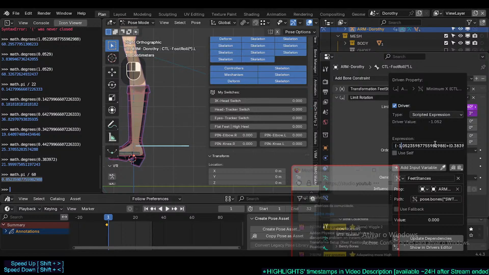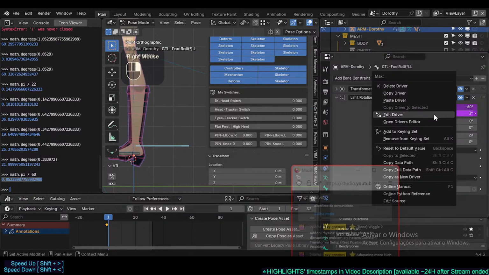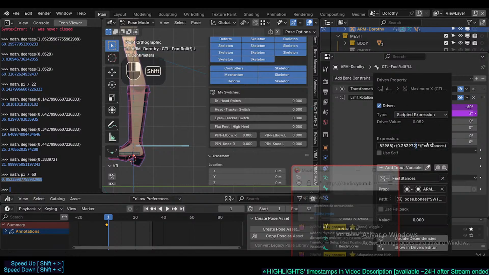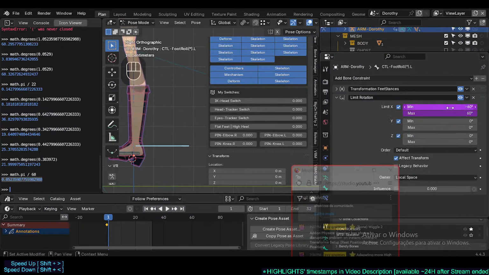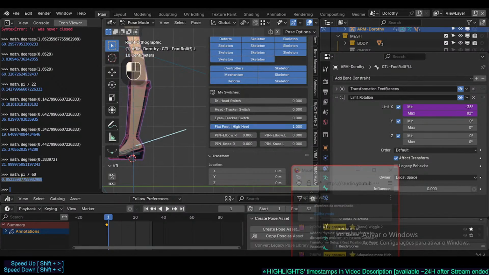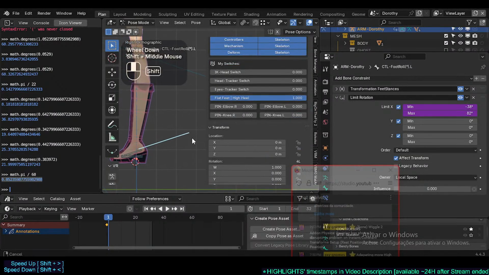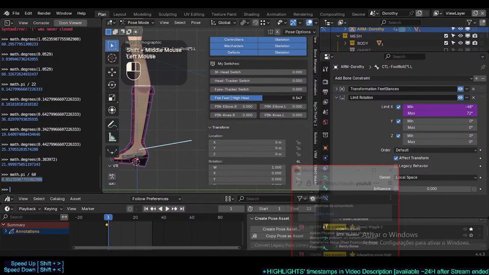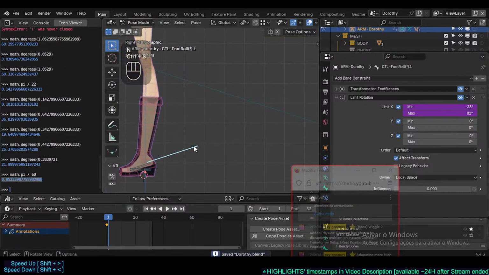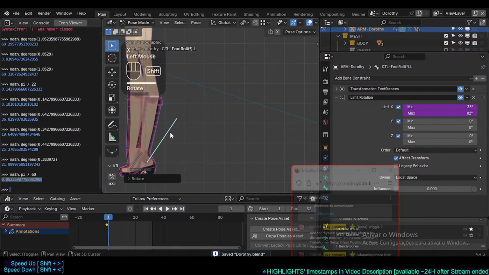Oh yeah, this value. I don't know how I obtained that, but this UI is just not helping. And there we go. So now what this does is that we are controlling the limits. The limits, they float.